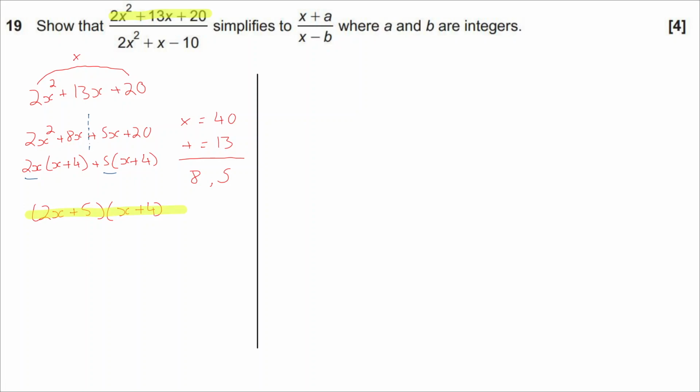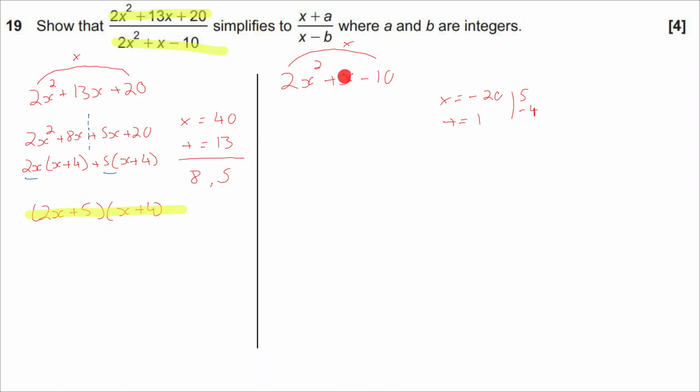Do the same thing now with the second quadratic. We've got to factorize 2x squared plus x minus 10. Again, it's going to be your AC method because you've got a coefficient bigger than 1. So numbers that multiply to give you minus 20 and add to give you 1, because you've got 1x, which is going to be 5 and minus 4. 5 times negative 4 is minus 20, and 5 take away 4 is 1, so that's good.